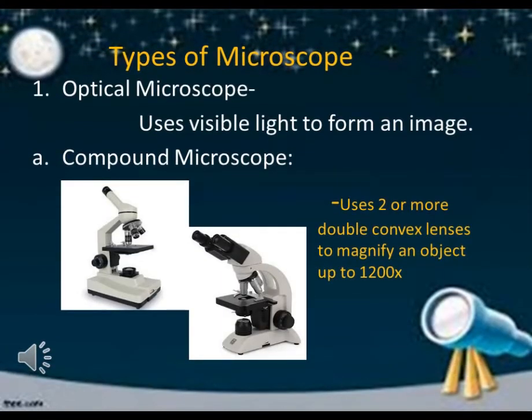Let's proceed with the types of microscope, one of which is the optical microscope that uses visible light to form an image. Under the optical microscope is the compound microscope that uses 2 or more double convex lenses to magnify an object up to 1200x, or 1200 times.